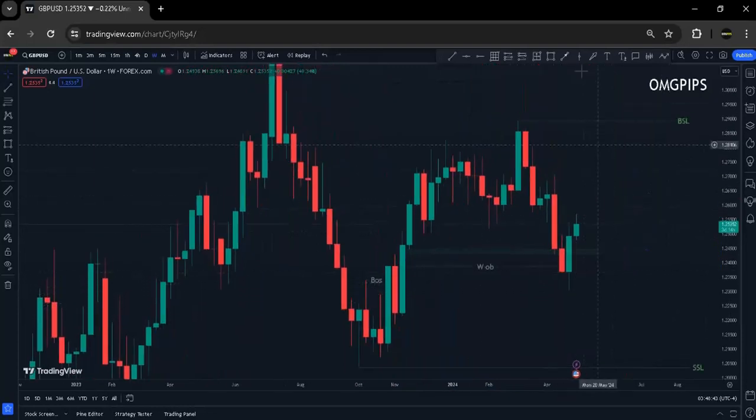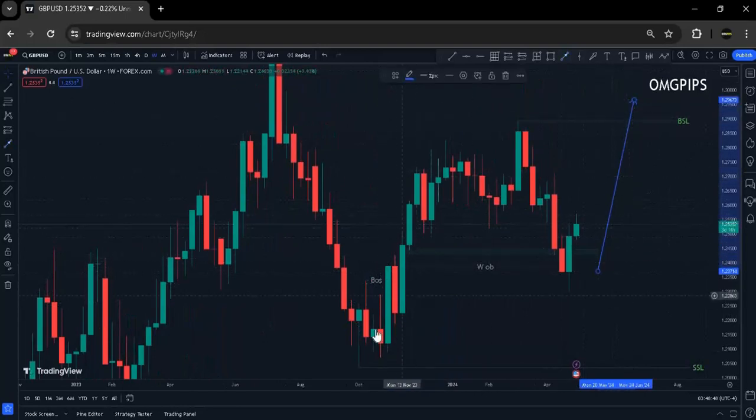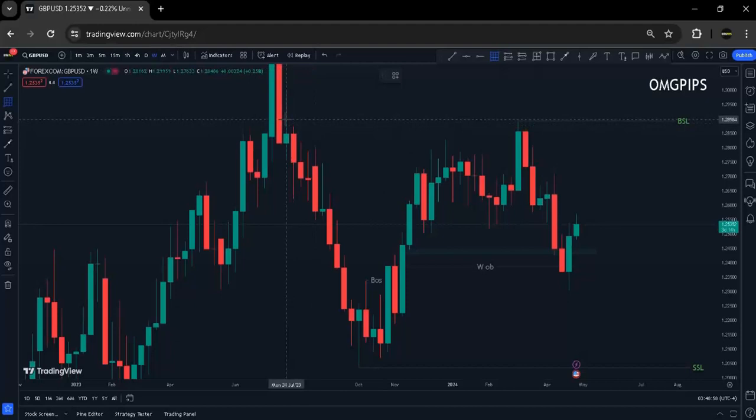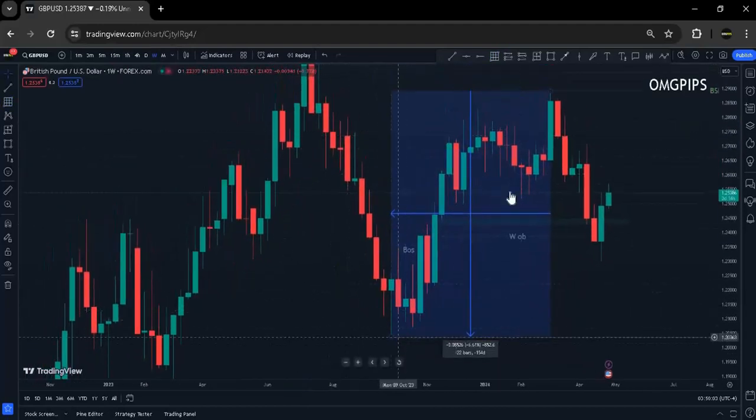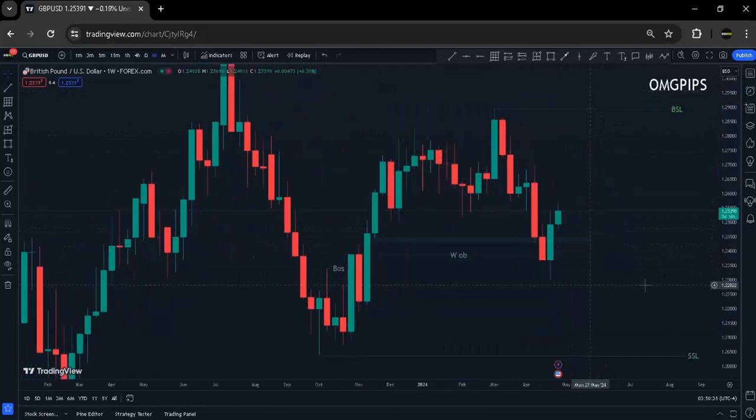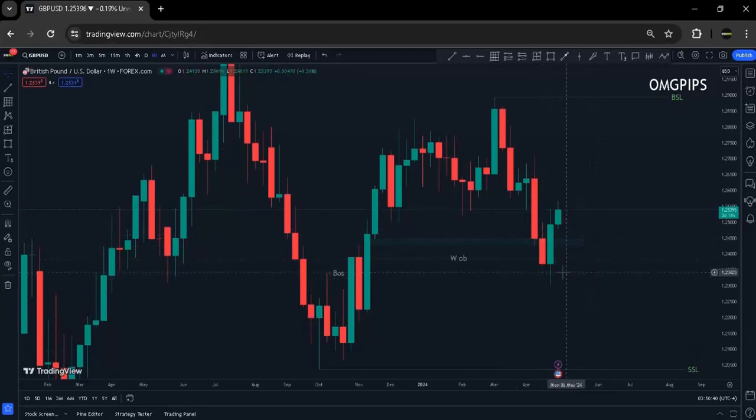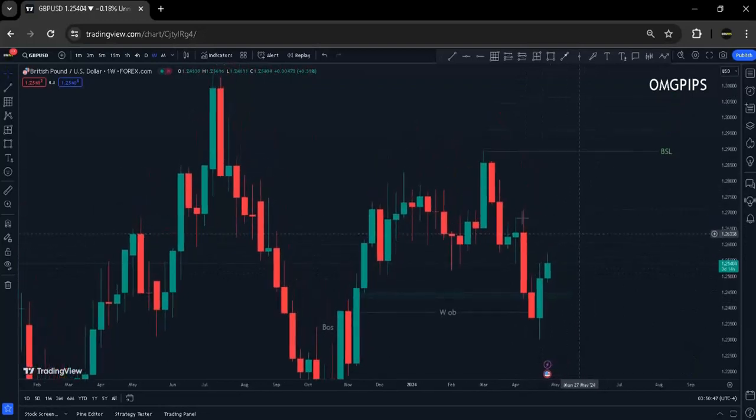My bias already is I'm looking for higher prices, because we have mitigated this discount, since we have premium and discount. From this low to that high, this is the midpoint of this move. This part of the price action is called premium, and this part is called discount. Price went up, came back down, and it's coming to mitigate a PD array that's in the discount area of price action. That is what I mean when I say we have mitigated discount. In short, this is a great area to buy price. Cool. Alright, let's continue.